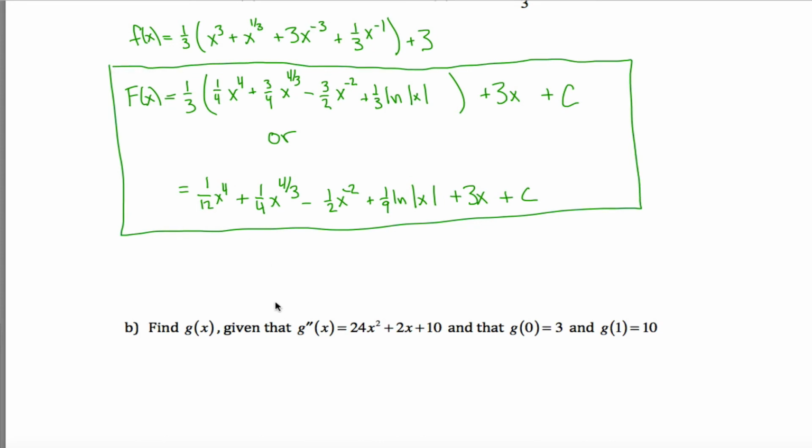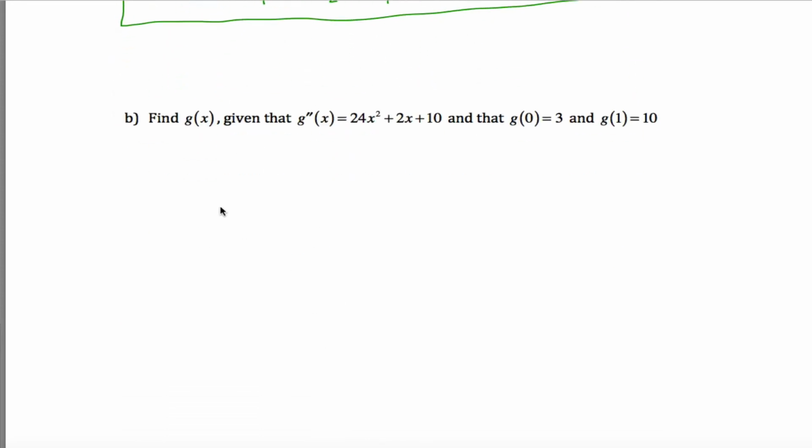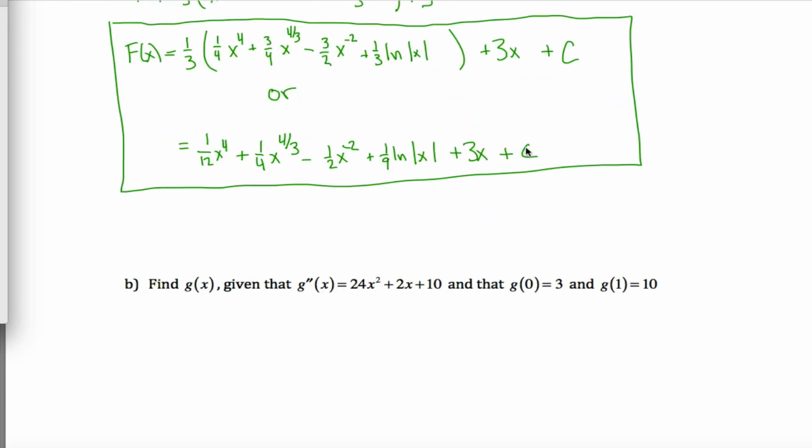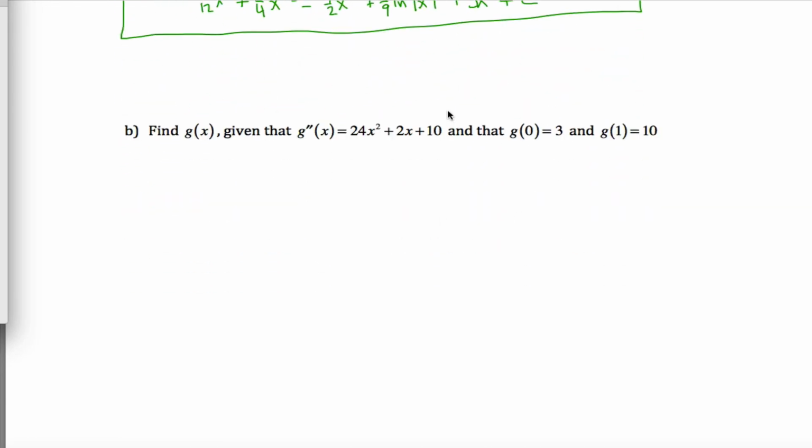And work as your answer. So we'll call that good. We got one problem left. In this one, I'm told that the second derivative for some function g is this mess. Find that function. Oh, and by the way, g of 0 equals 3 and g of 1 equals 10. These two statements will allow me to not have any plus c type things in my answer. And let me show you how.